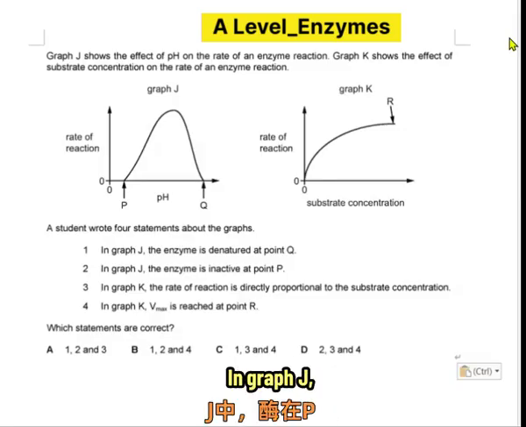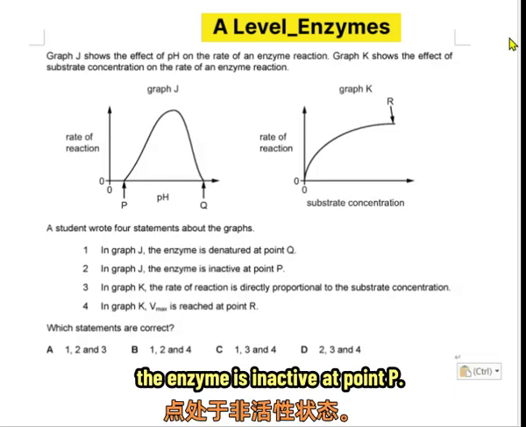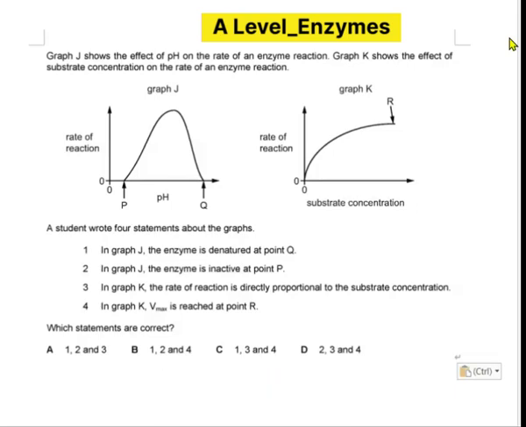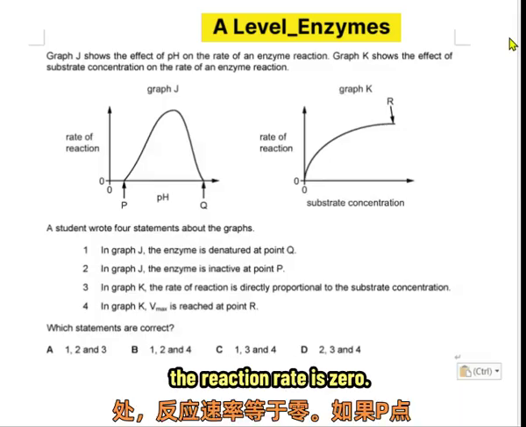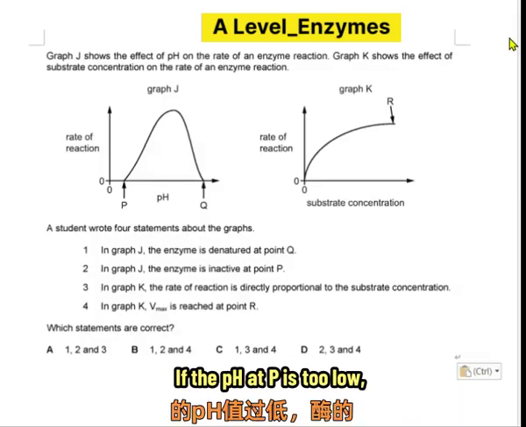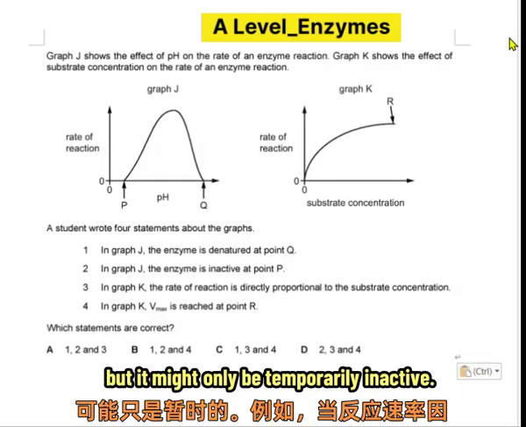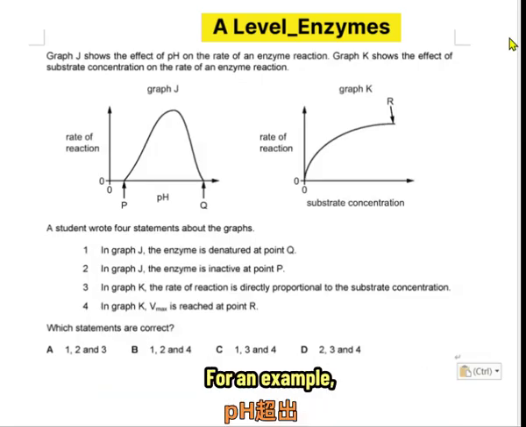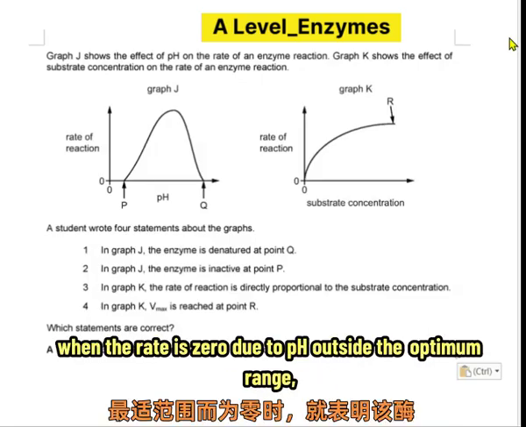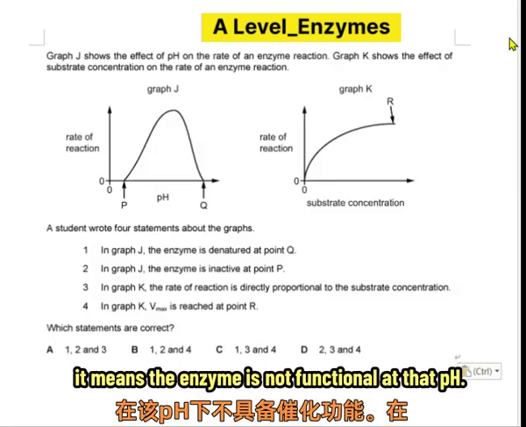Statement 2. In graph J, the enzyme is inactive at point P. At point P, the reaction rate is 0. If the pH at P is too low, the enzyme's activity is very low, but it might only be temporarily inactive. For example, when the rate is 0 due to pH outside the optimum range, it means the enzyme is not functional at that pH.